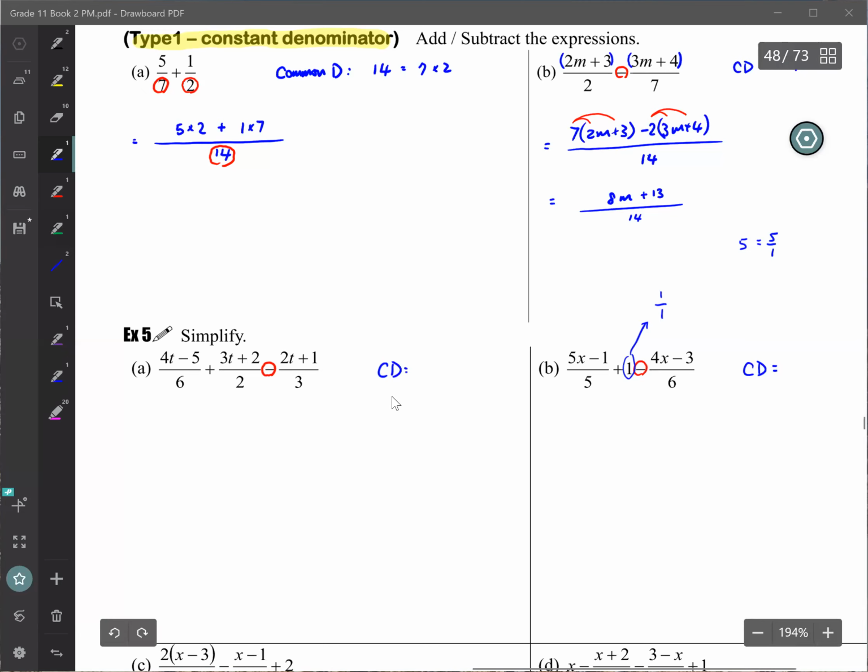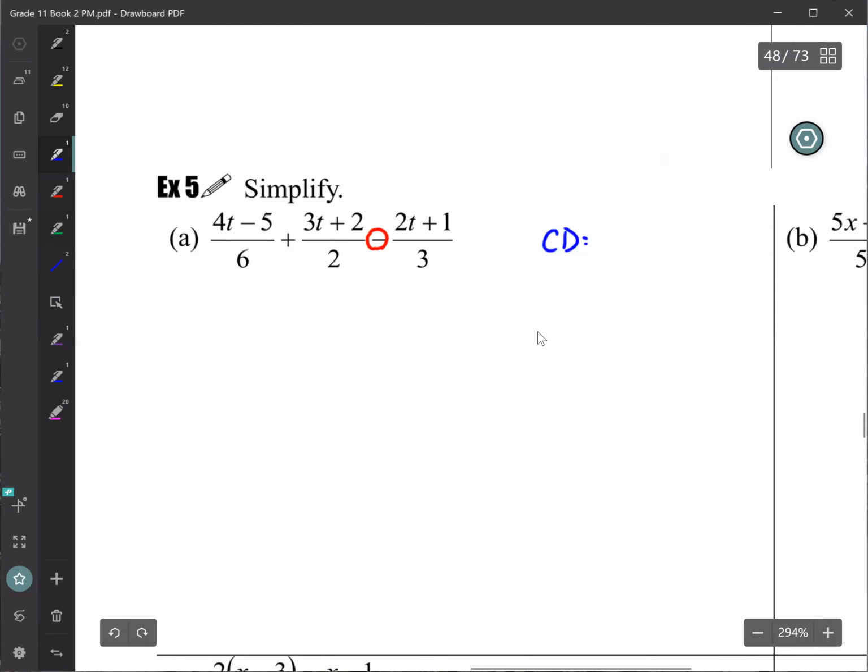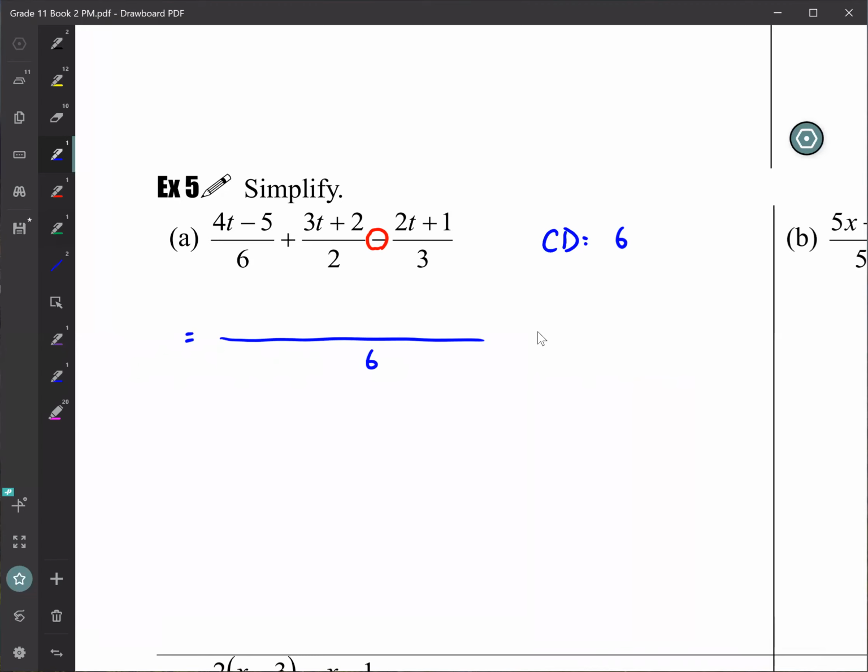Okay, let's check the common denominator first. Elaine, what's the common denominator for A? 6. Yep, very good. Okay, so your first line should look like this, over 6. And then you figure out what each numerator needs to multiply with. After that, you just expand the bracket, combine the like terms.